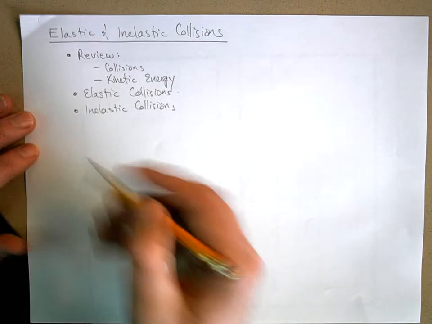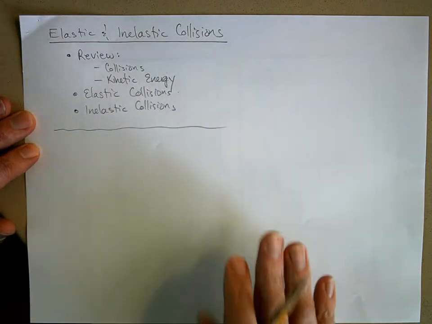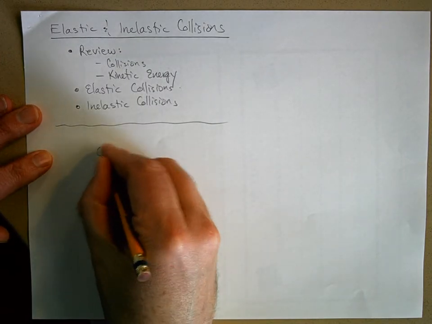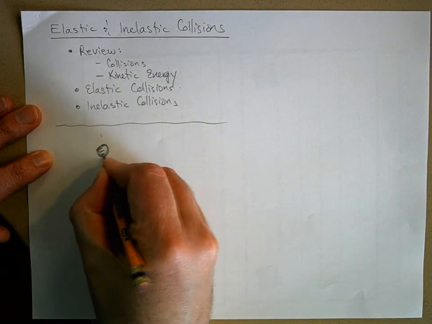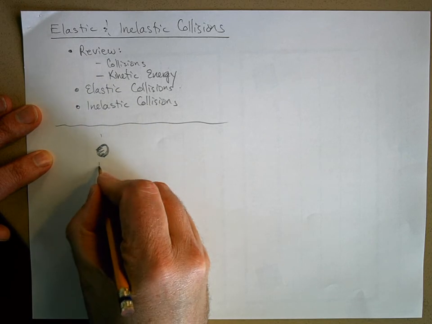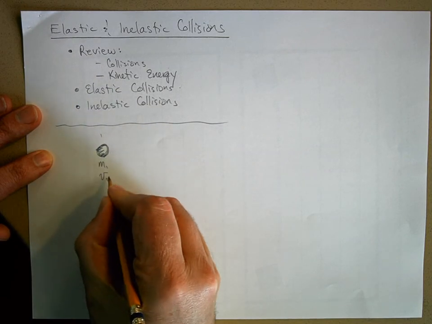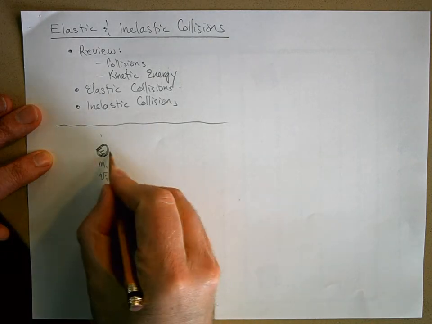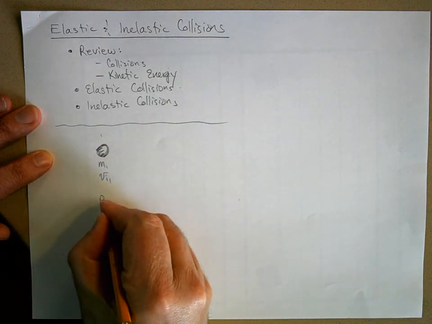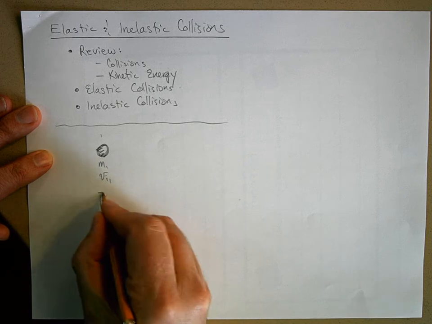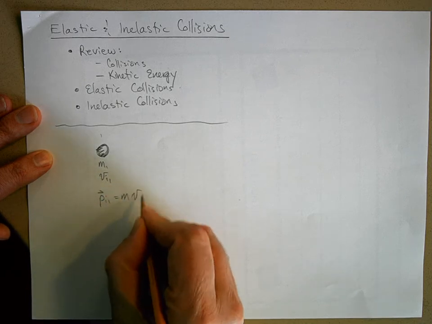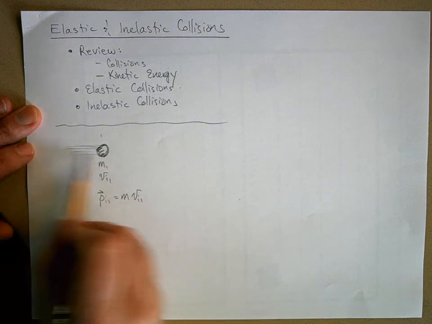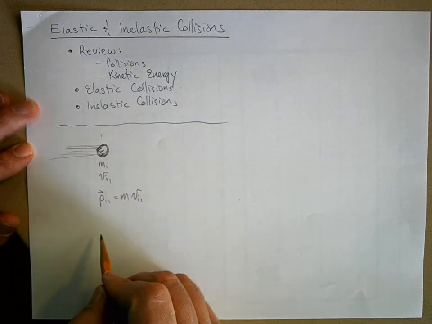So let's get started. We talked about collisions in the last unit. And what is a collision? Well, we have one object here, object 1, and it has a mass, and it has an initial velocity. We multiplied those together, and we said that the initial momentum of object 1 is equal to its mass times its initial velocity. So let's say its velocity is to the right.